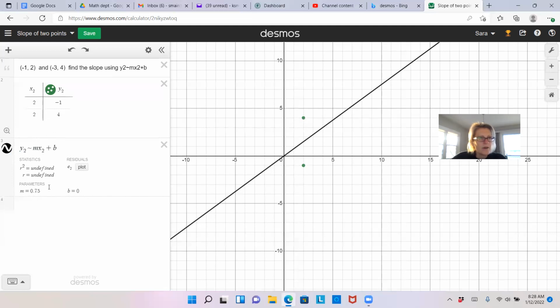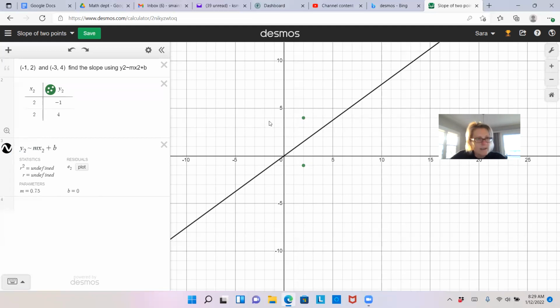it doesn't calculate my slope. It says M is 0.75, but that's not really true. That's not the equation that it's coming up with. You can see that it just plots those 2 points here, and it can't actually draw a line at those because my slope is undefined.